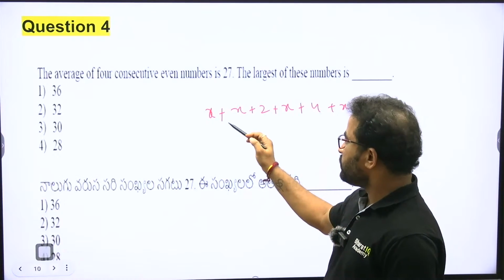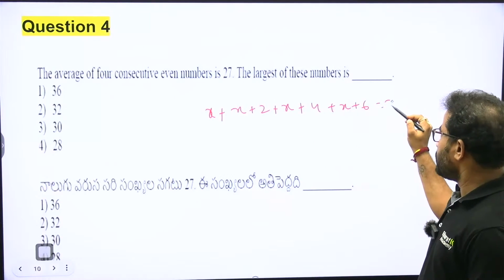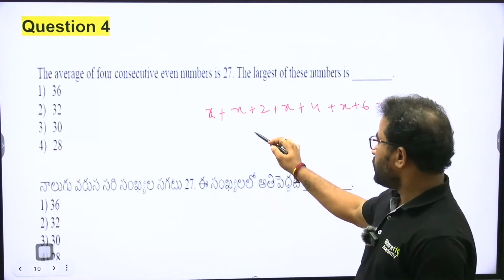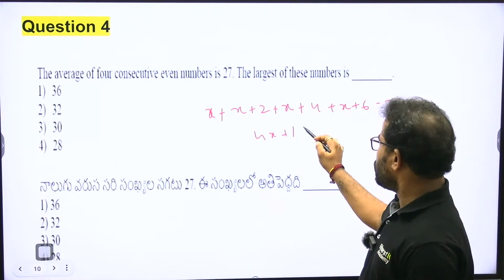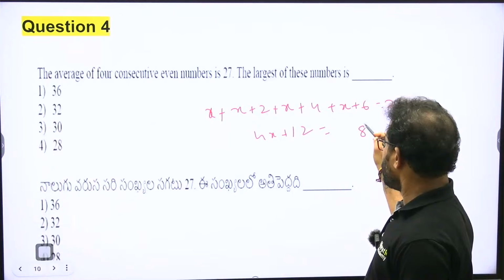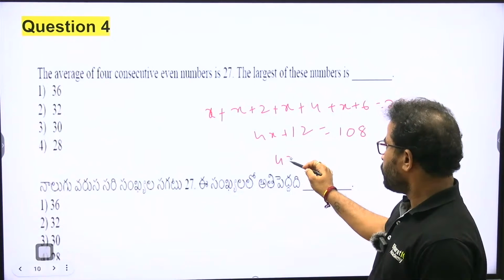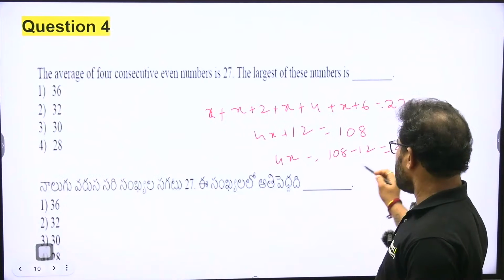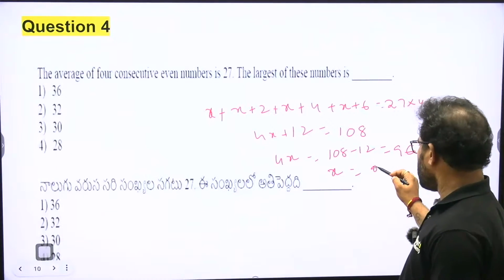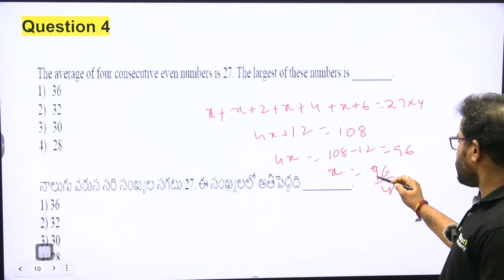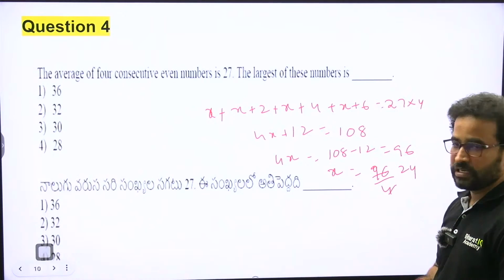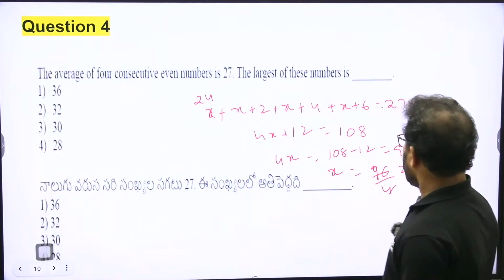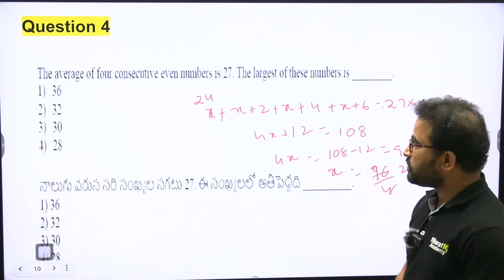Sum of the terms divided by number of terms is nothing but average. The sum is 27 into 4. So 4x plus 12 is the total value. 4 7s are 28, 4 2s are 8, that is 108. 4x is equal to 108 minus 12, which is 96. Now x is equal to 96 divided by 4, which is 24. The total value they have given is 108.